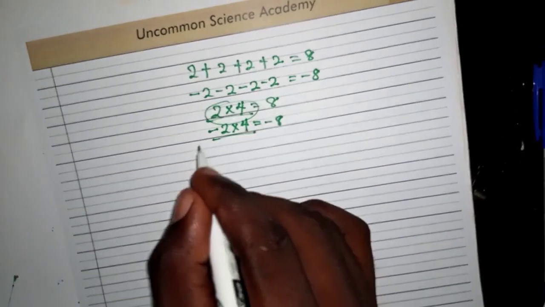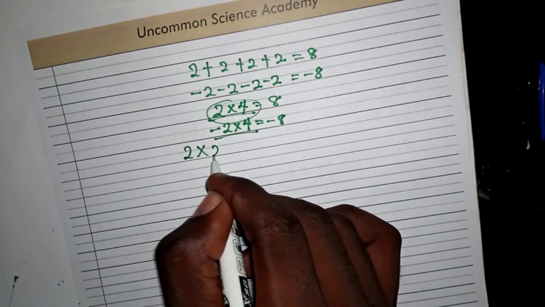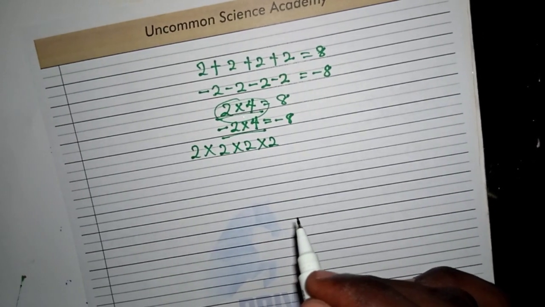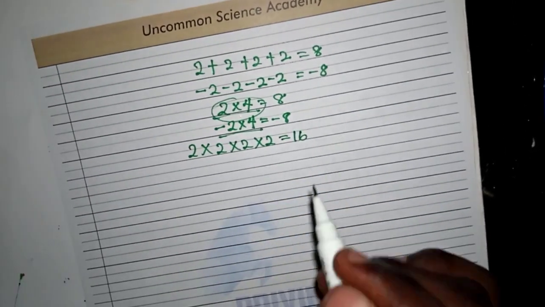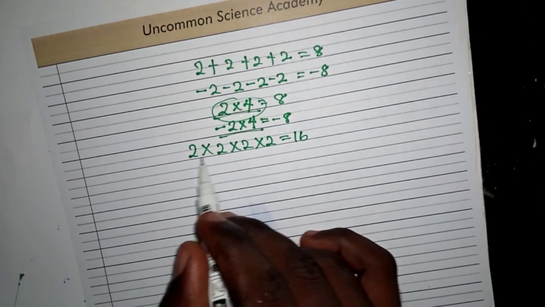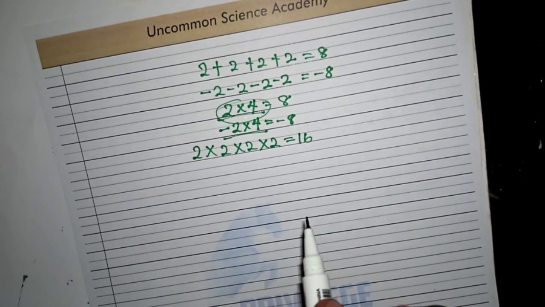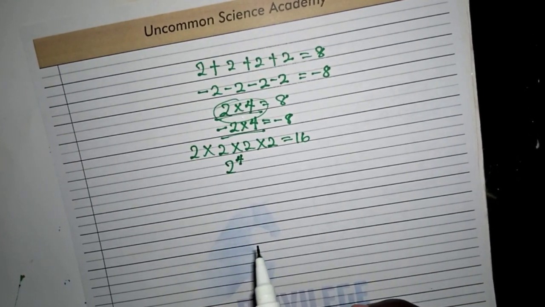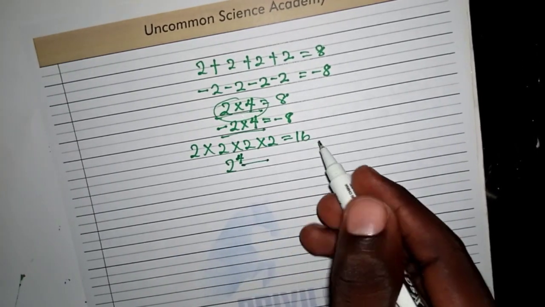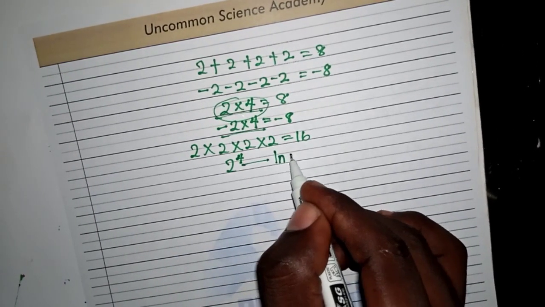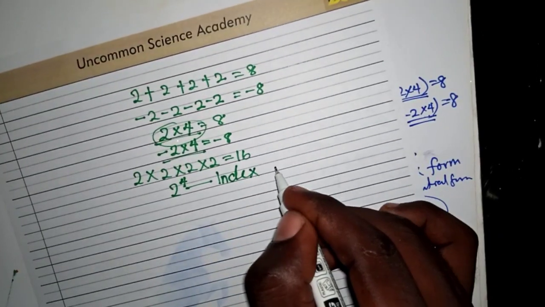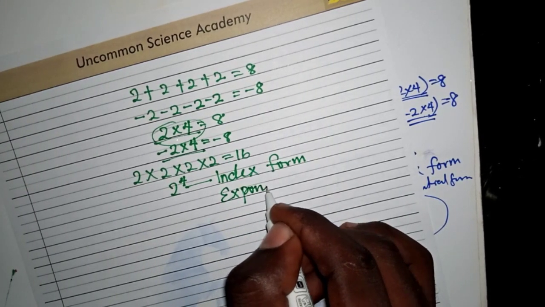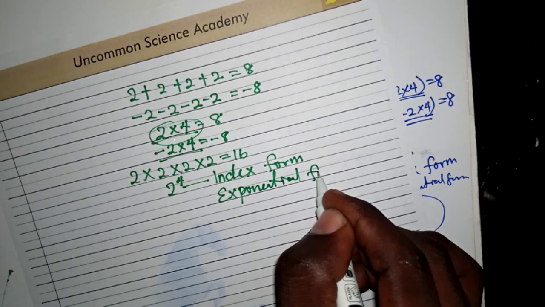Now, what if we now have the multiple of the same number like this? You know, this will give us 16. And this consumes a lot of space. I can write this as 2 to the power of 4. This format is called index form, or I call it exponential form.